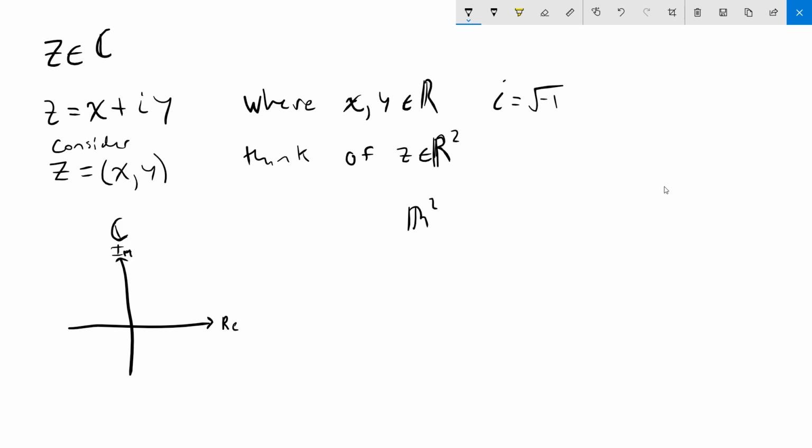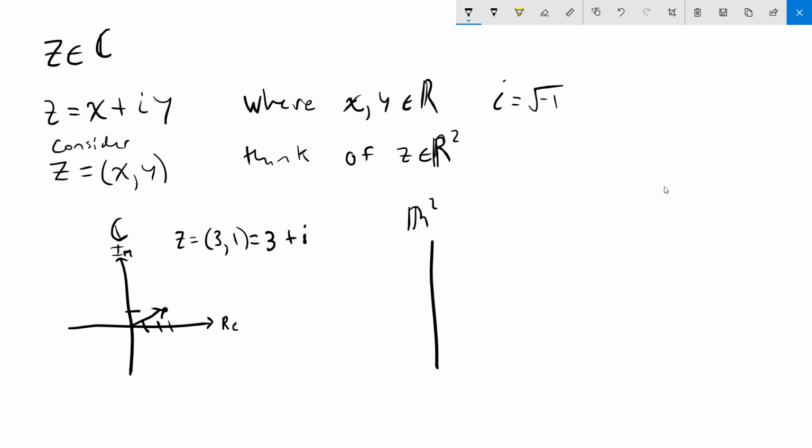Where here a point will say z equals 3, 1 means 3 plus 1 times i, or just i. And we plot that by saying, let's go over 3 on the real axis and up 1 on the imaginary axis, and we have a point here. And we actually visualize this point almost as being a vector pointing from the origin 0, 0 to the point 3, 1.